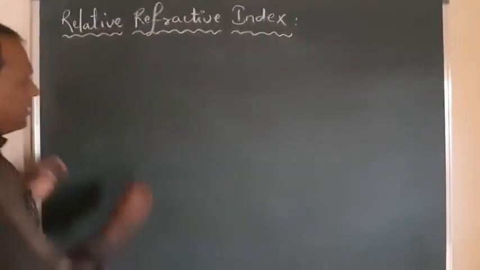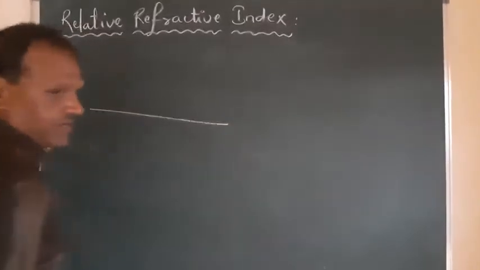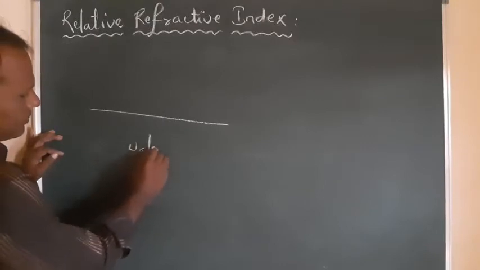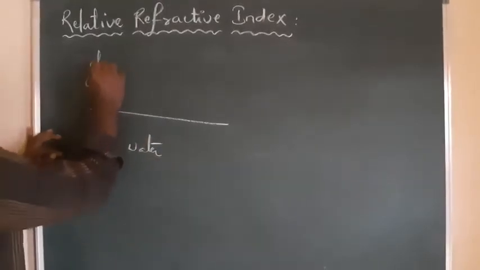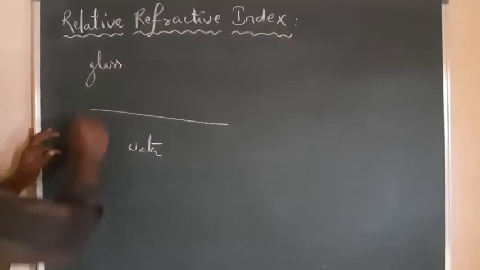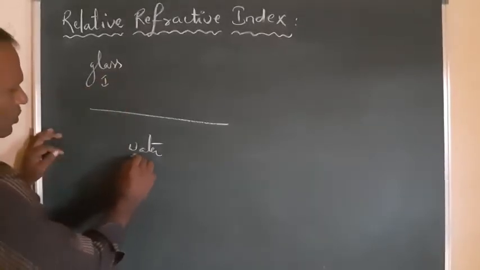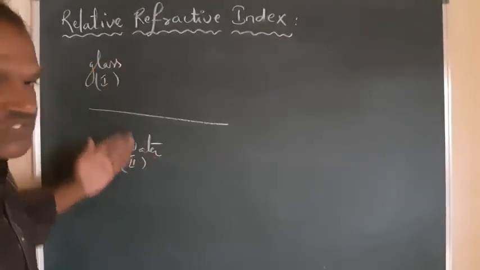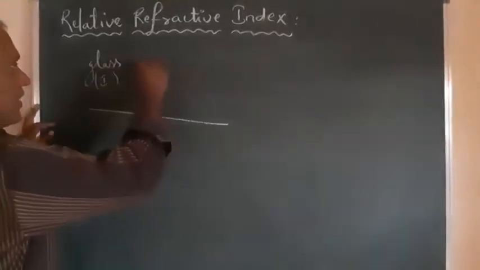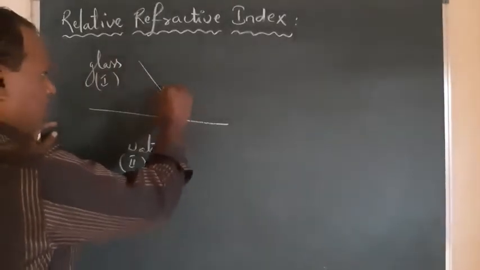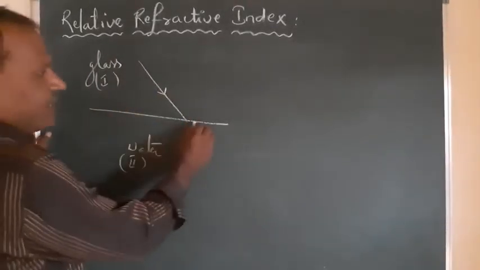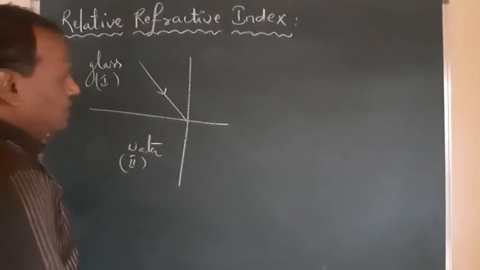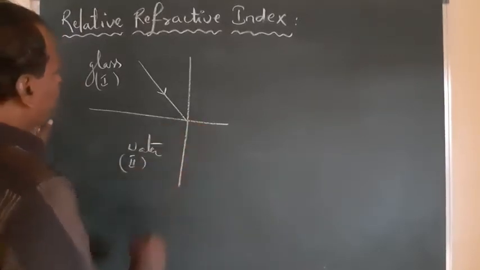Okay, let it be that here you have an interface, and here you have water, and here you have a glass material. There are two mediums, this is medium 1 and this is medium 2, and the ray of light is propagating from one medium to another, let it be from glass to water. So I am drawing the ray of light passing like this. Once it interacts with this interface, you draw the normal perpendicular to the surface.